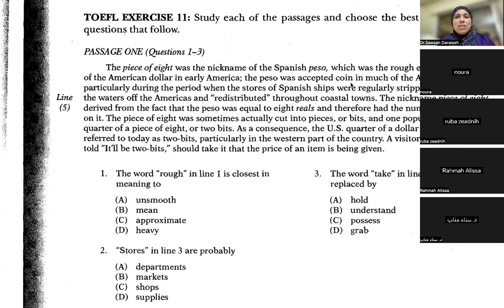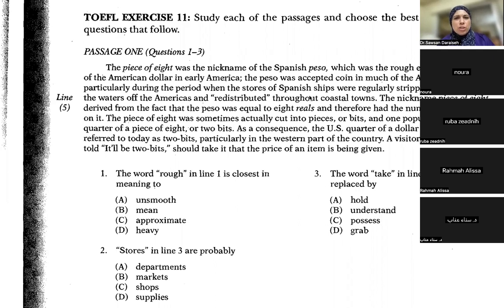Not just, guys, in South America. When we say in much of the Americas, it could be North America and South America, okay? Particularly during the period when the stores of Spanish ships were regularly stripped by pirates on the waters of the Americas and redistributed throughout the coastal towns.